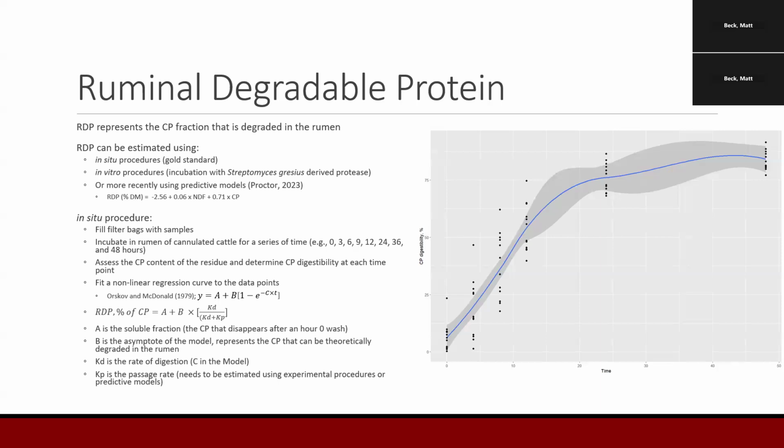Then more recently, my PhD student, when I was still at Bushland, developed this equation for RDP. He used 18 different ingredients and did in situ digestibilities. That has not been published yet, but we found that we could very accurately predict RDP based off NDF content and crude protein. So now we're getting to a point where maybe that's actually usable by producers, right? Because producers aren't going to incubate their samples in a rumen for 72 hours and measure rate of digestion.